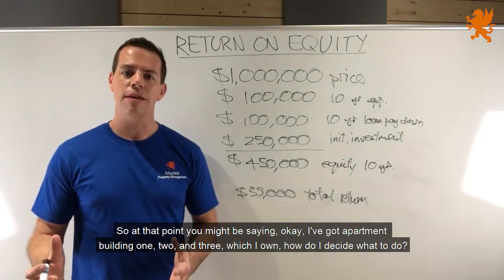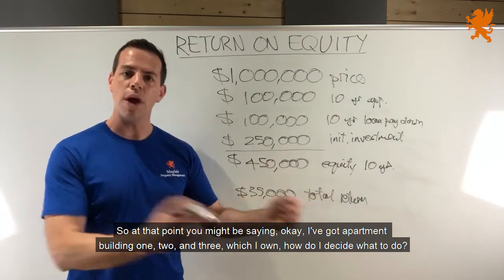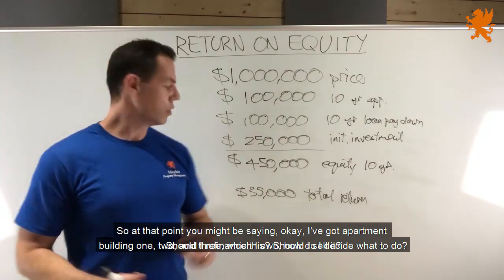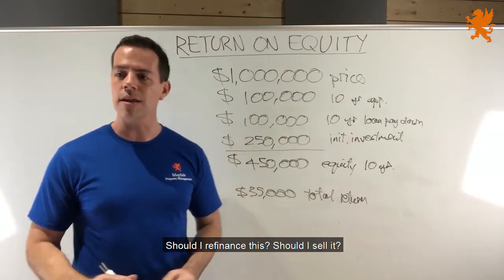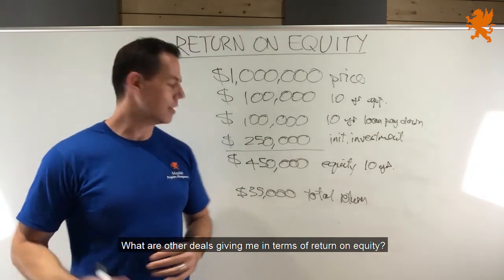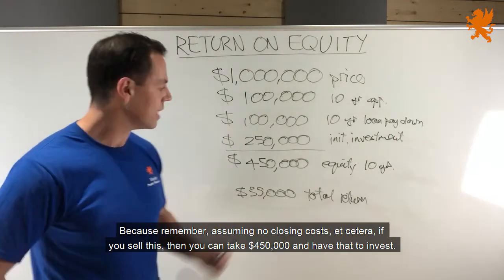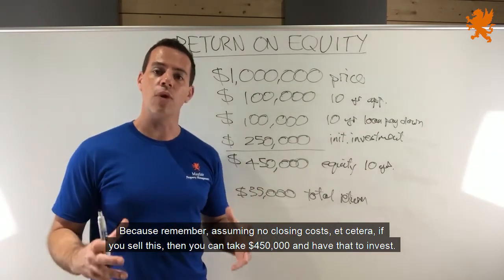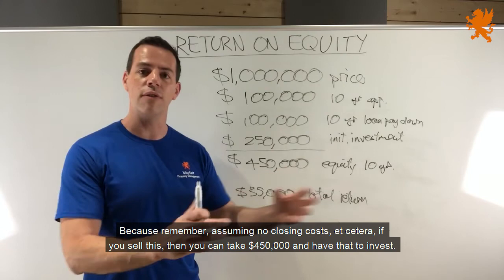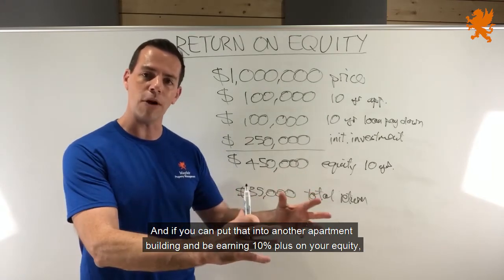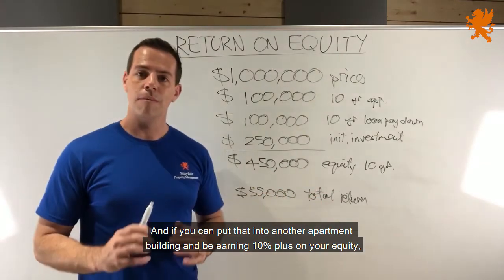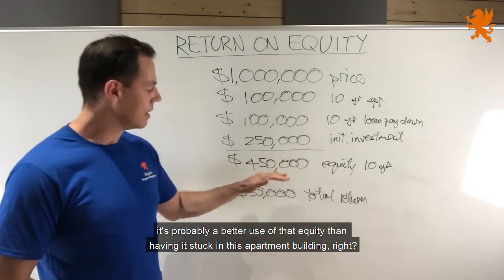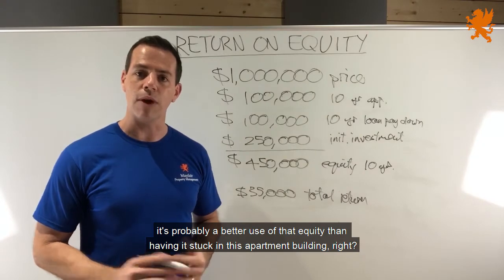So at that point, you might be saying, okay, I've got apartment buildings 1, 2, and 3, which I own. How do I decide what to do? Should I refinance this? Should I sell it? What are other deals giving me in terms of return on equity? Because remember, if you sell this, assuming no closing costs, you can take $450,000 and have that to invest. And if you can put that into another apartment building and be earning 10% plus on your equity, it's probably a better use of that equity than having it stuck in this apartment building, right?